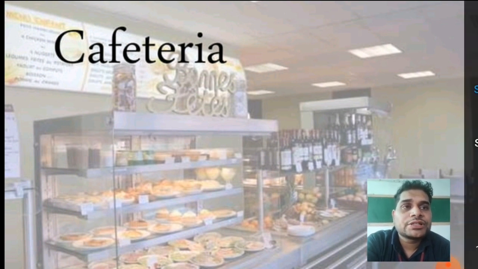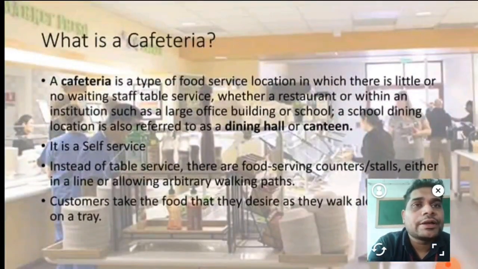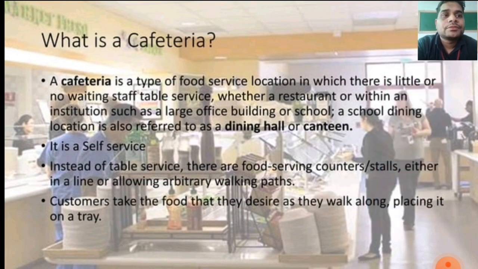Today I am going to discuss the cafeteria. Basically, what is a cafeteria? A cafeteria is a type of food service location in which there is little or no waiting staff table service, whether a restaurant or within an institution such as a large office building or a school. A dining location is also referred to as a dining hall or a canteen.